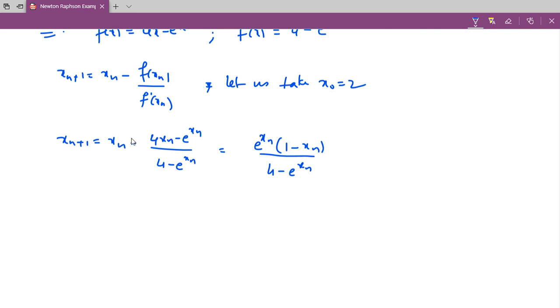So just take the LCM. This is going to be 4xn minus 4xn, which cancels, so minus xn into e power xn. So that becomes e power xn into 1 minus xn, divided by 4 minus e power xn. When we have x naught as 2, we get x1. That is e square into 1 minus 2 divided by 4 minus e square, because I am taking x naught as 2.